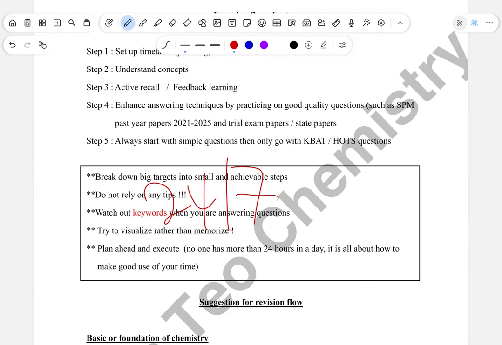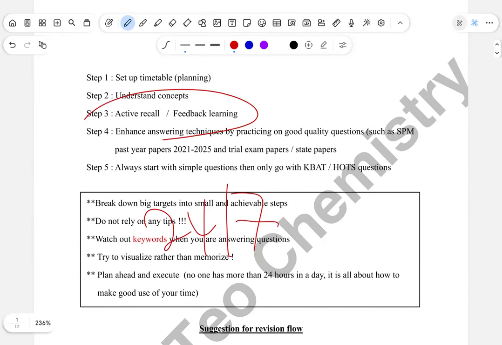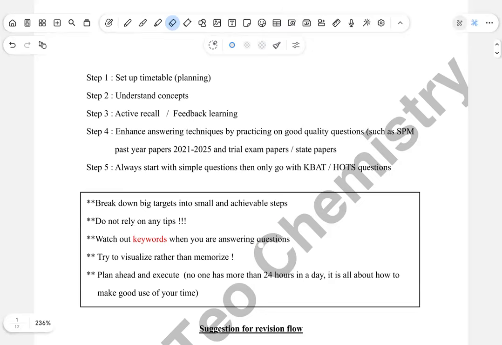Not really. Do you study effectively or not? Let's say after you study 6 hours, you take a piece of paper, I ask you what you studied. Trust me, most of you can't even write down what you have studied, but you spent 6 hours, bro. You still don't know what you studied. No point, right? That's why active recall and feedback learning are so important.